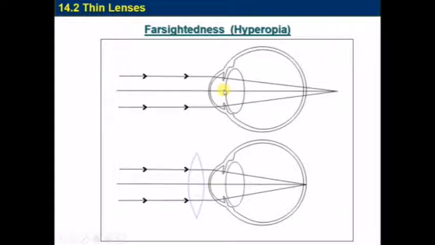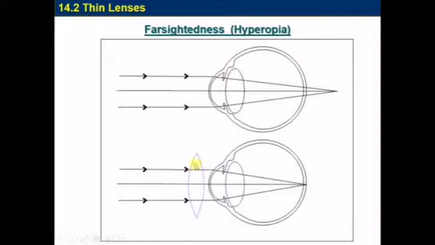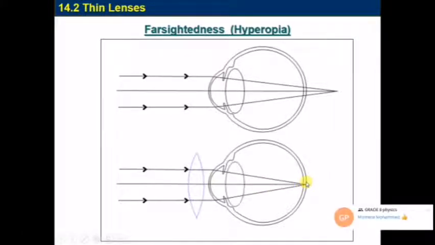To fix this problem, we use eyeglasses with converging lens. Converging lens, what does it do? We know that the converging lens bends the light inward, so the path of the light will be shortened, and the image will then be focused in the correct place, which is the retina instead of behind it.